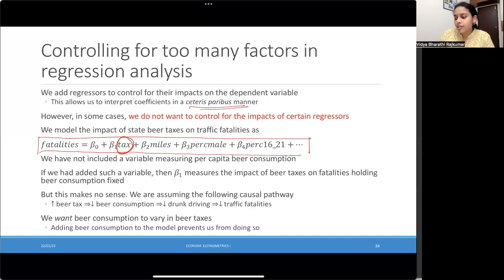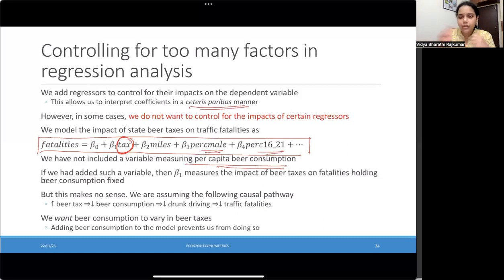And then we're also accounting for the number of miles driven and a few others: the percentage of drivers who are male, the percentage of drivers who are in the 16 to 21 age group, and so on. Those are all regressors which we all understand why they would affect traffic fatalities. But notice that we have not included a variable that measures beer consumption. Now, the story is that beer consumption should affect the fatality rate as well, but we are very carefully not including that. And why is that so?